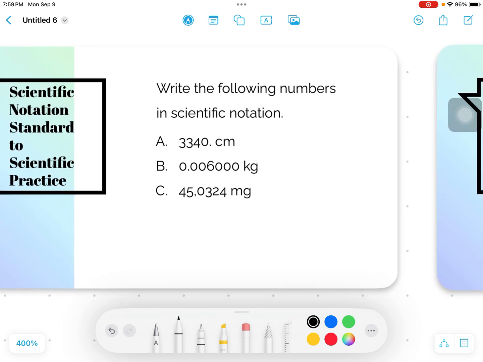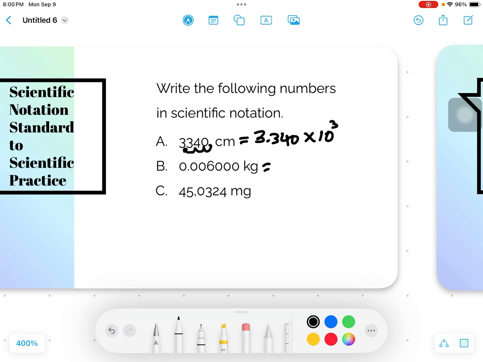Okay, so we have 3,340 centimeters. So we are given a decimal. So we are going to start here, and we're going to jump until we only have one number in front of the decimal. So not here, right here. We place our decimal. All of those are significant, again, because there is a decimal. So we're going to write them all out. 3.340 times 10 to the 1, 2, 3. And again, we move to the left, so it's going to be positive 3.